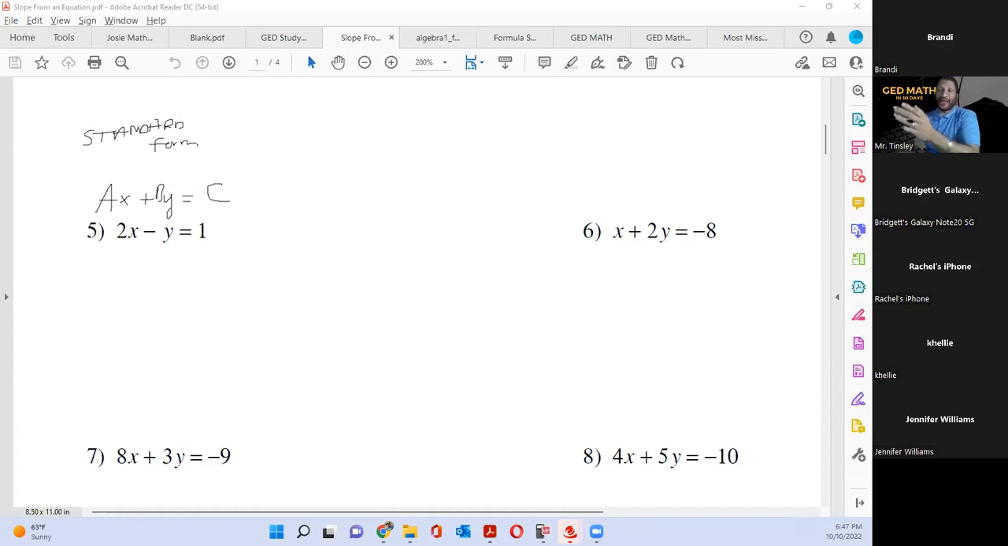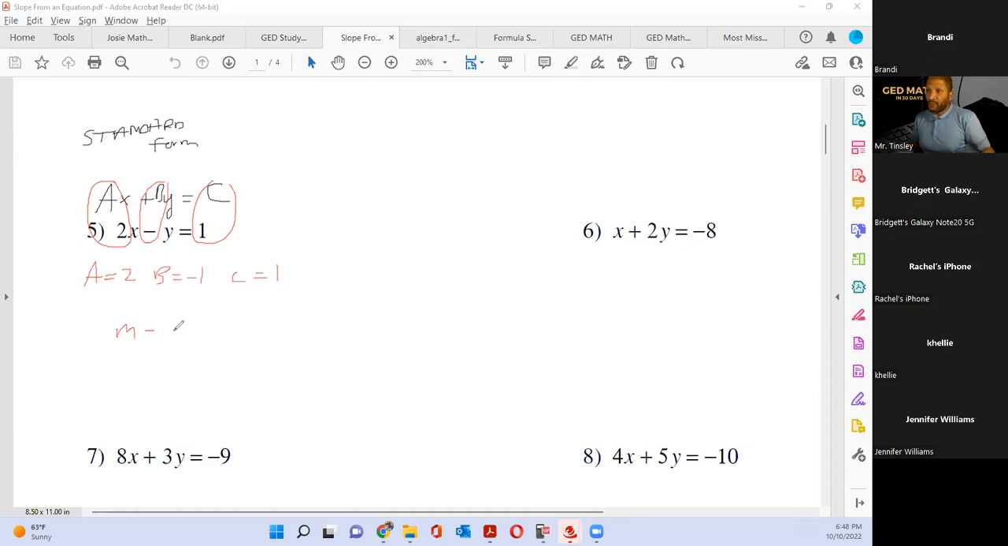So what you should recognize, when you type that formula right over top of it, is: wow, I know what my A is, I know what my B is, I know what my C is. My A is 2. My B is -1. My C is 1. To find the slope, I'm going to give you something you won't see in the textbook. Your teachers won't teach you this in class.